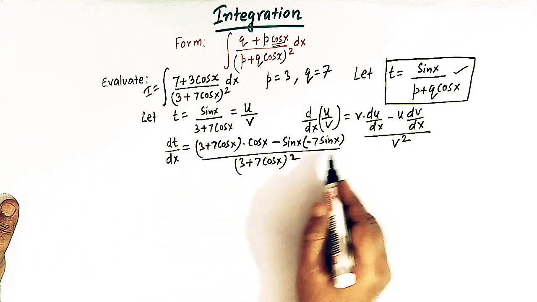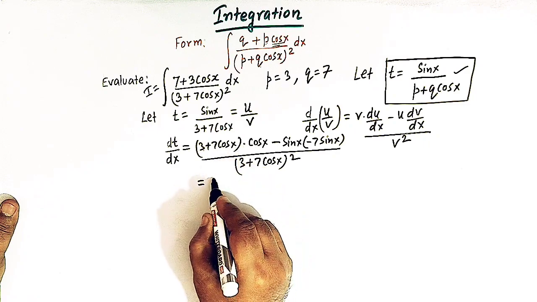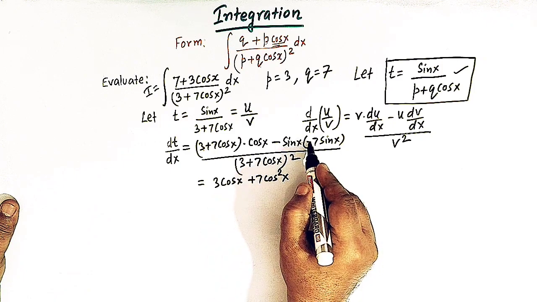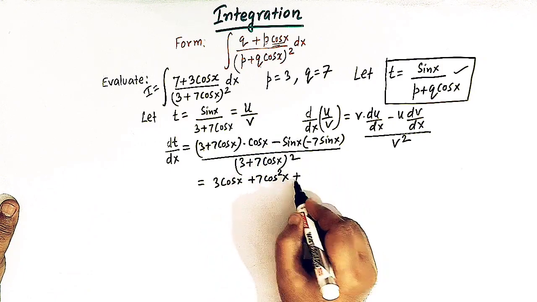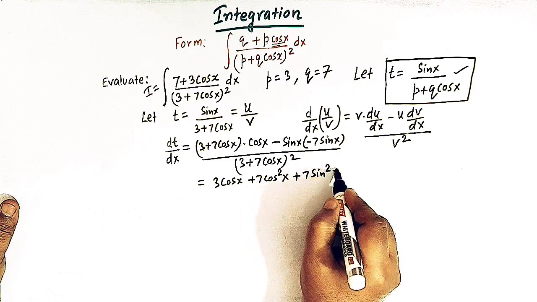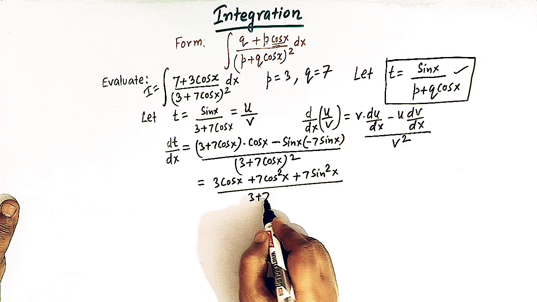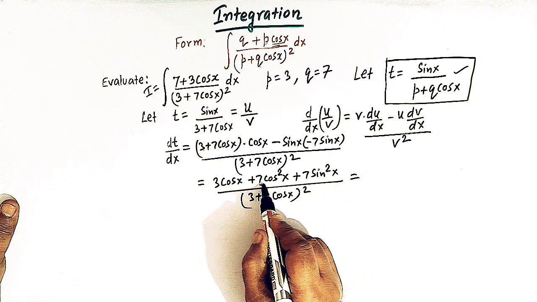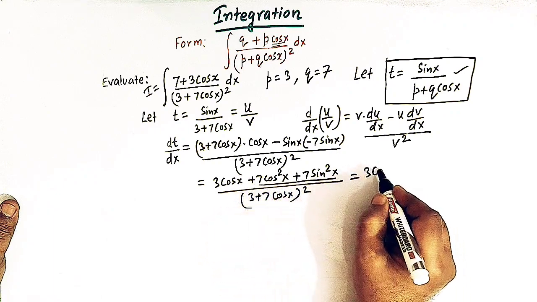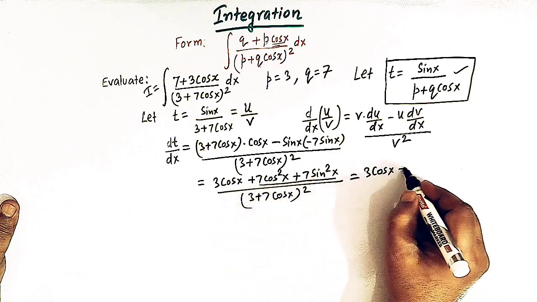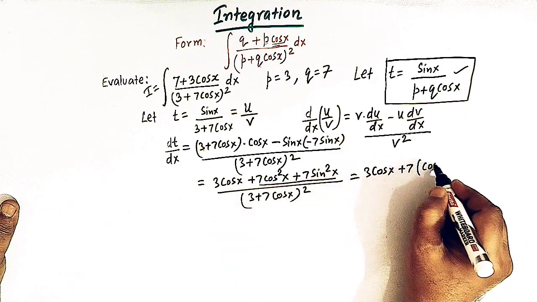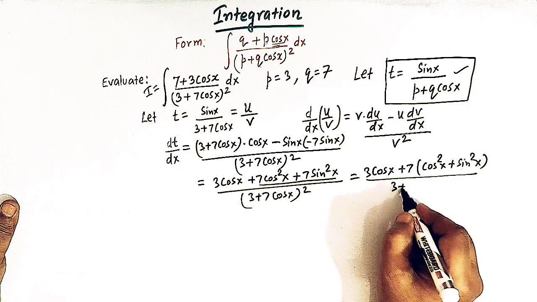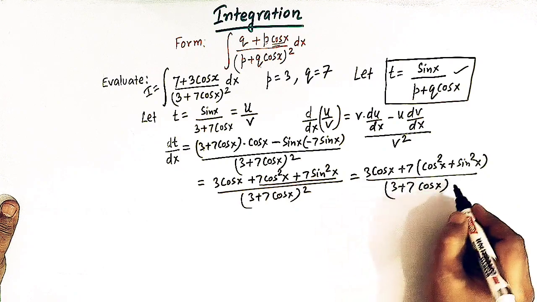So now we can simplify the numerator. So we have 3 cos x, then we have 7 cos square x, and then a minus and minus multiplied together becomes plus, and we have 7 sine square x divided by 3 plus 7 cos x whole square, right? So now we can take this expression, and we have 3 cos x, and here we can take 7 common. So we have simply cos square x plus sine square x divided by 3 plus 7 cos x whole square, right?